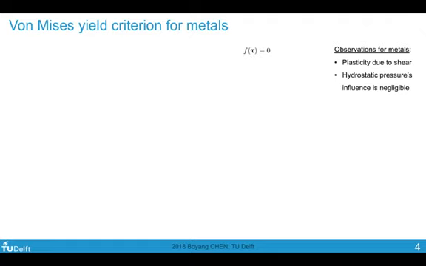Now let's move on to talk about yield criteria, with a focus on metals. Some observations for metal yielding include that the plasticity in metals is mainly caused by shear deformation, and the influence of hydrostatic pressure is very limited in most of the common cases that we see. Therefore, when we try to formulate a yield criterion based on the current stress state, the general form is that a function of the stress state equals 0.